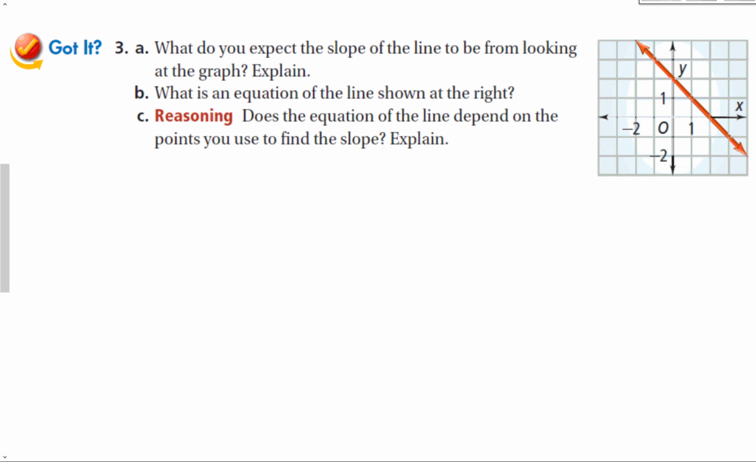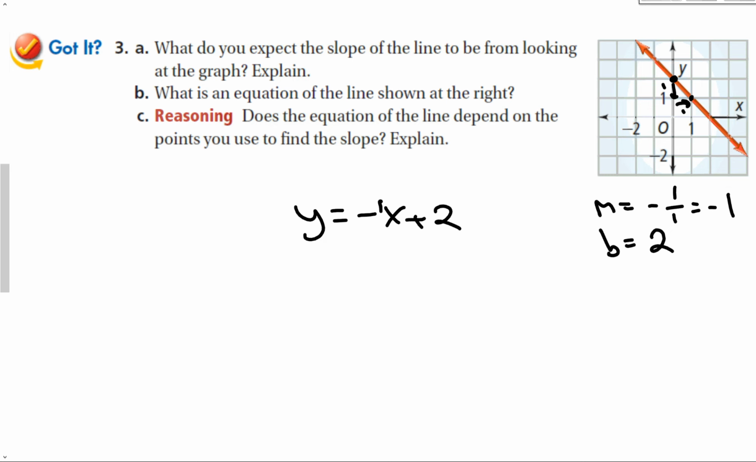What do you expect the slope of the line to be from looking at the graph? Look at the graph. This slope is going down. I would expect it to be negative. Okay. What's the equation of the line? So again, I need my slope and my intercept. My intercept is going to be 2. My slope is down 1, right 1. So that's -1/1, which is -1. So my equation is y is going to be equal to -x plus 2.